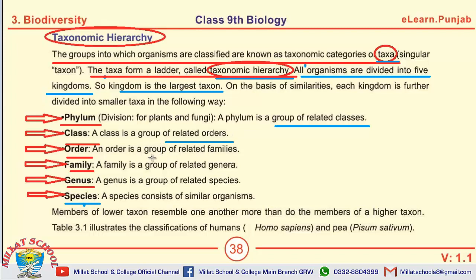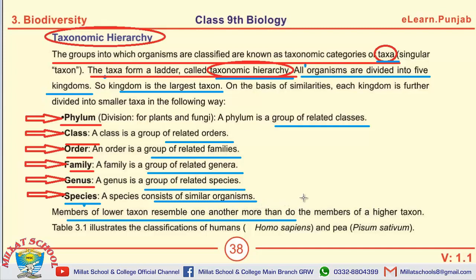Order is the group of related families. And the family is a group of related genera. Genera is a group of related species, and the species consist of similar organisms. Members of a lower taxon resemble one another more than do the members of a higher taxon.